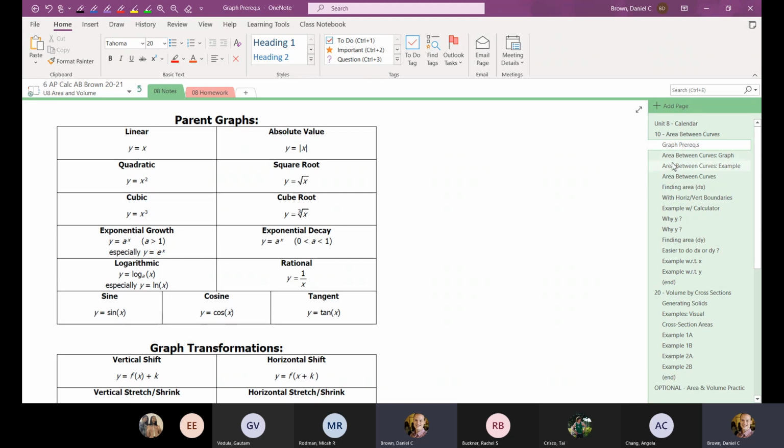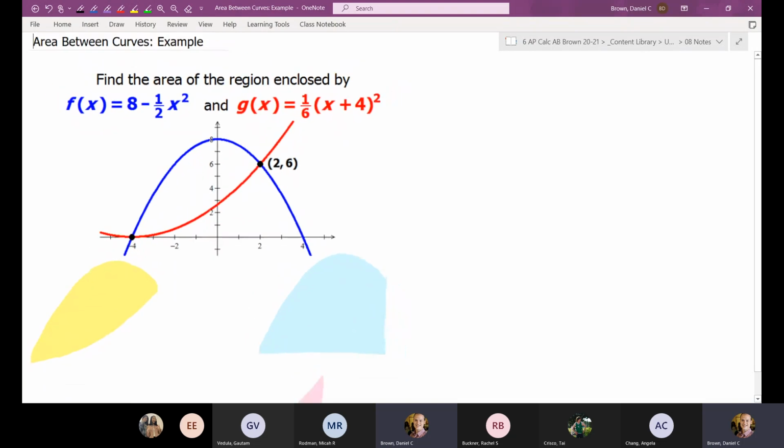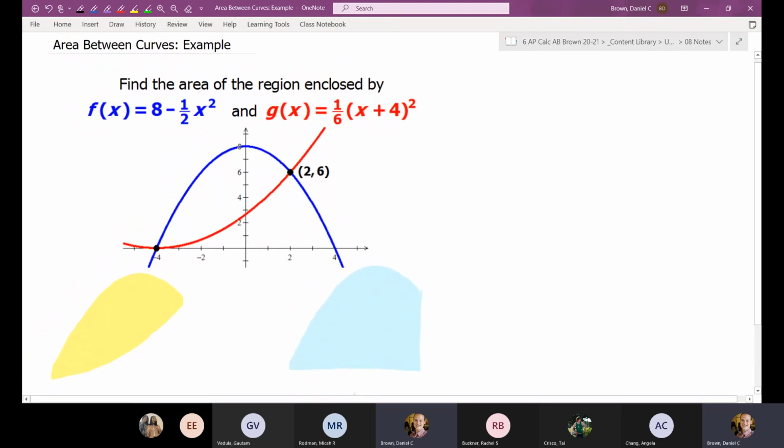Let's go ahead and look at an example. We're going to start off doing things with no calculator, and then we'll look at some examples with a calculator. So I have 2 graphs. I did color code them, but we should be able to tell which graph is which because we understand transformations. f of x, that blue one, has the negative x squared, so I knew it was going to be a downward facing parabola. And then g of x is the red one, positive x squared, so I knew it would be that upward facing parabola.